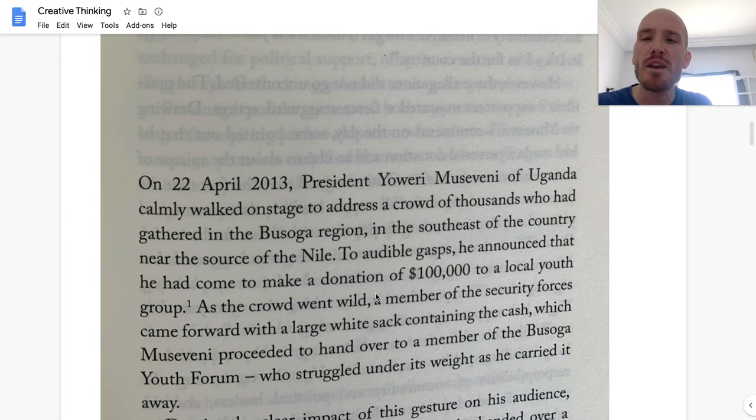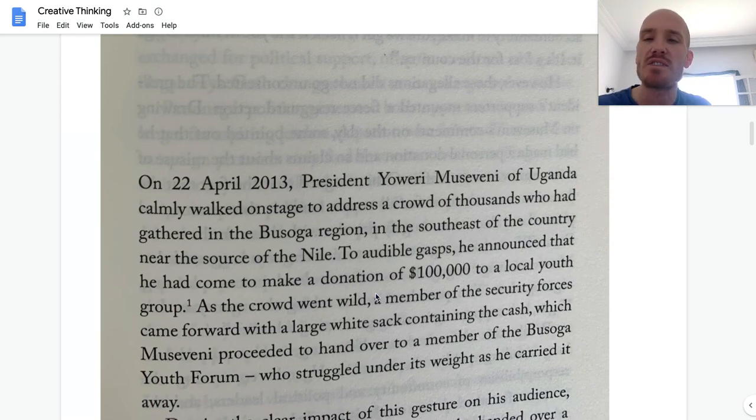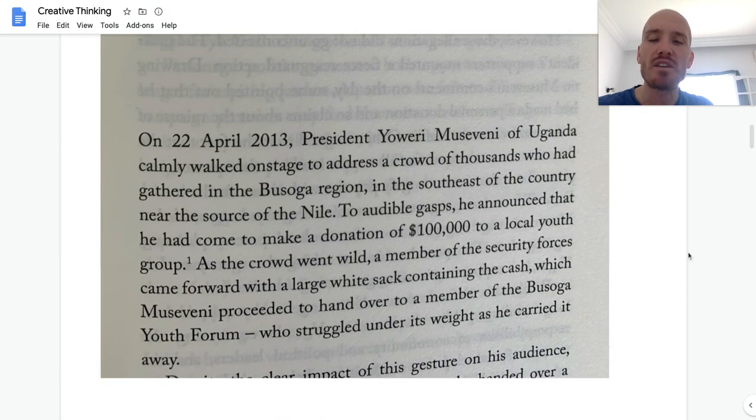Let's read this together. On 22 April 2013, President Yoweri Museveni of Uganda calmly walked on stage to address a crowd of thousands who had gathered in the Busoga region in the southwest of the country near the source of the Nile. To audible gasps, he announced that he had come to make a donation of $100,000 to a local youth group. As the crowd went wild, a member of the security forces came forward with a large white sack containing the cash, which Museveni proceeded to hand over to a member of the Busoga Youth Forum, who struggled under its weight as he carried it away.